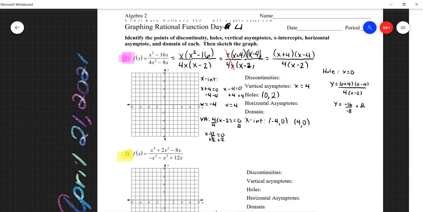Next, we need a horizontal asymptote. So this goes back to the original problem. I want to look at the highest degrees. Degrees are exponents, so the highest exponents, that's our degree. Well, I've got a 3 on the top and a 2 on the bottom. So if we are bigger on top, then we do not have a horizontal asymptote.